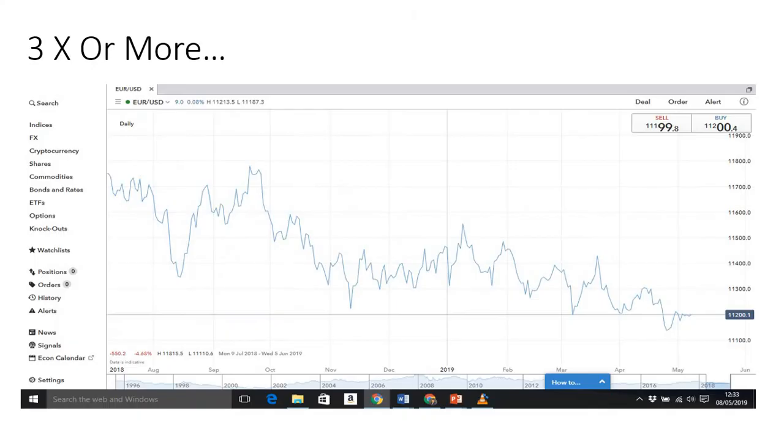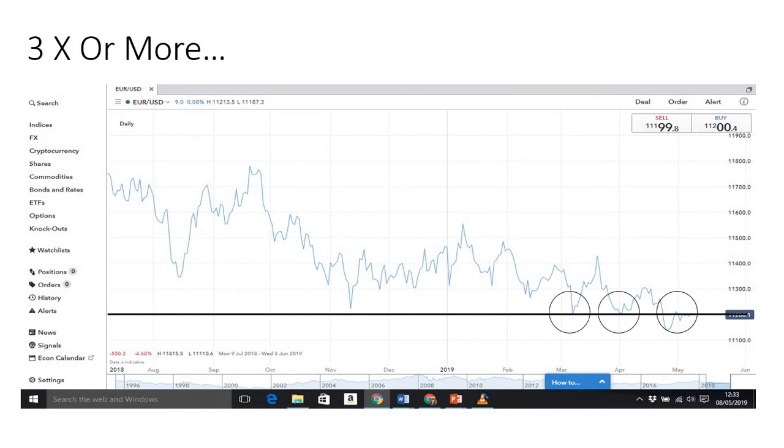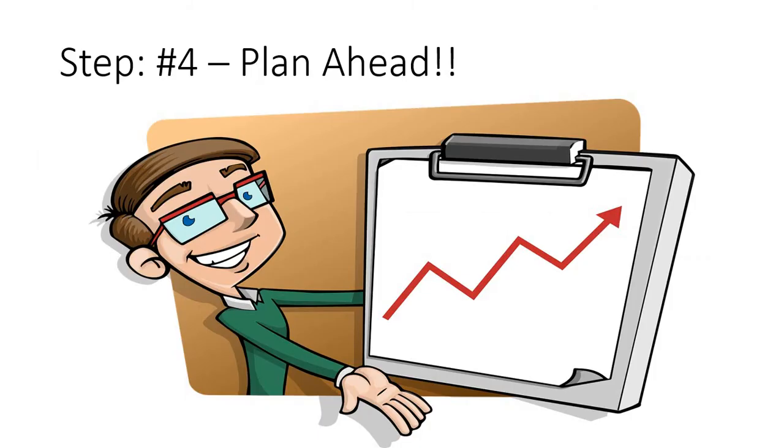So start off with where the market is at the moment. Now immediately here we can see that the market has reached and bounced off a major support resistance area 3 times. Now this represents a great trading opportunity potentially, but before you go jumping in we need to take a few more steps. Okay, so number 4 is to plan ahead.